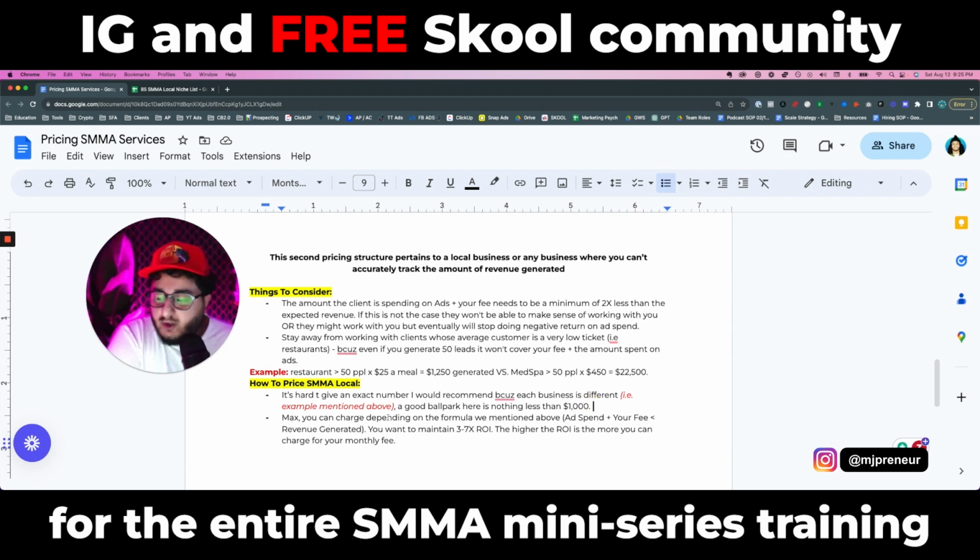Well, you can charge depending on the formula that we mentioned above, which is basically this right here: ad spend plus your fee should be less than the revenue generated. Okay, so the ad spend for the client plus your fee should never be more than the revenue generated. Just like the example we showed you here, med spa, 50 people times 450 equals 22,500.